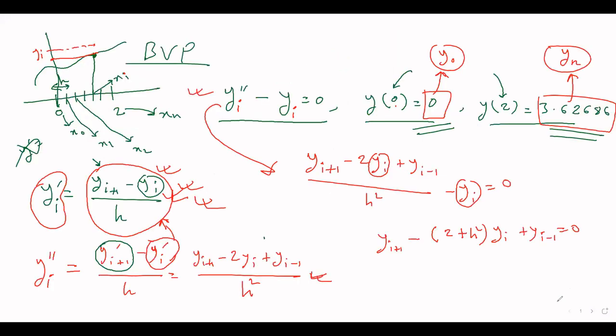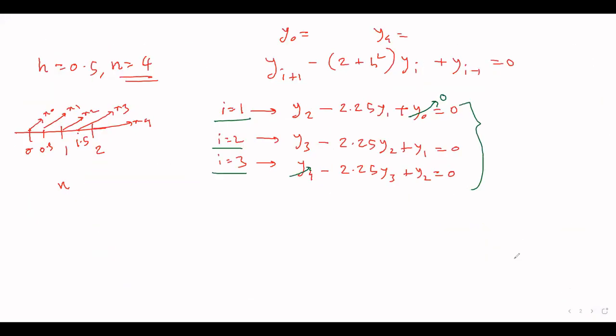What was that? A very weird value, right? 3.62686. After substitution, you get a system of linear equations. There are three linear equations. There were actually variables from y0 to y4. Initially, it appeared that there were 5 variables for these three linear equations, but we already got the values of y0 and y4. There remain y1, y2, and y3 only, right?